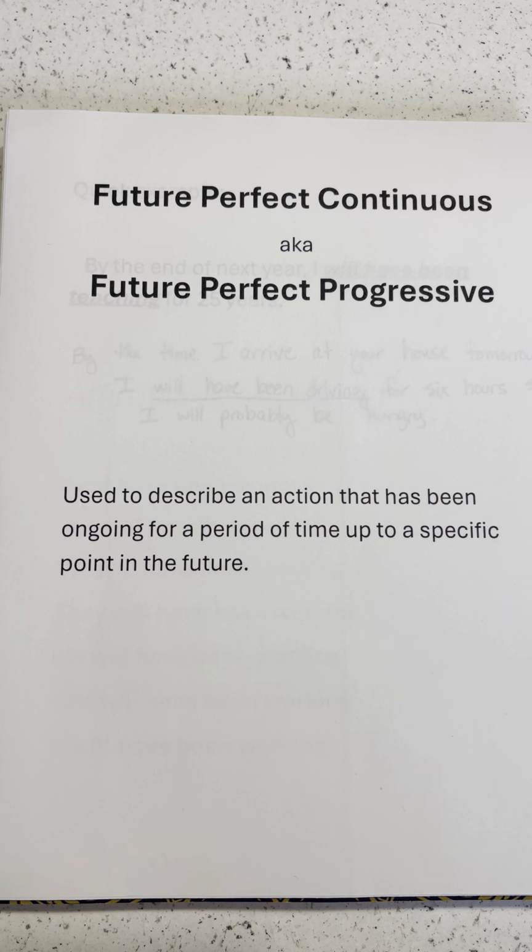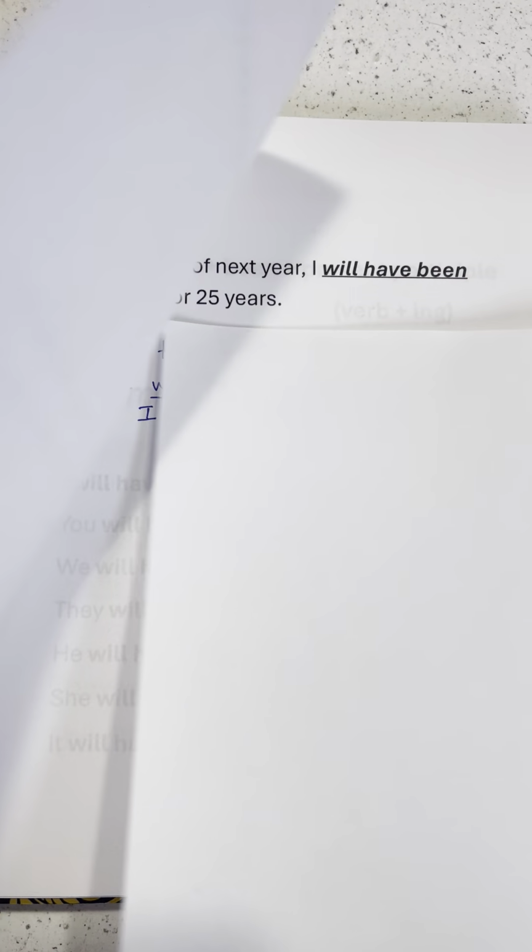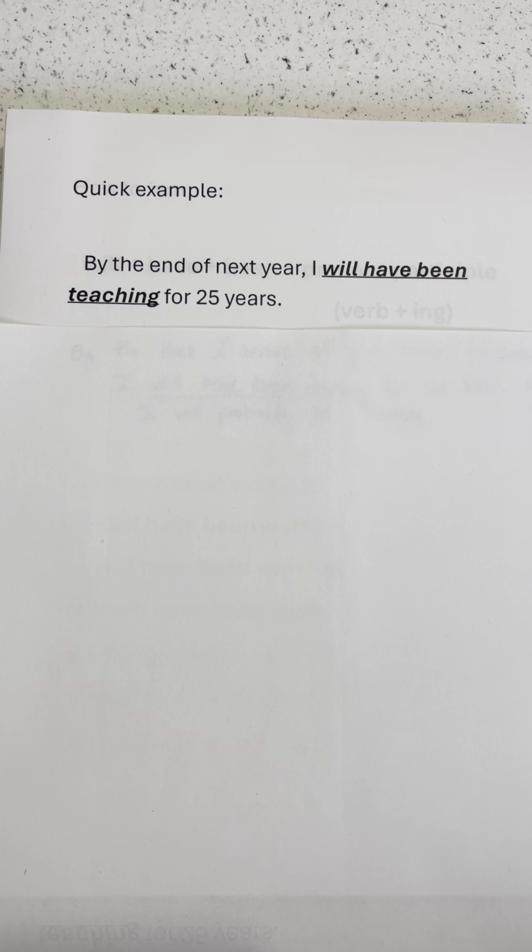Okay, let's look at when we use this tense briefly. It's used to describe an action that has been ongoing for a period of time up to a specific point in the future. Now, that action could have started already, or maybe it's not going to start until a later time, but we're talking about a time in the future when the action will be completed. So let's look at a quick example. By the end of next year, I will have been teaching for 25 years.